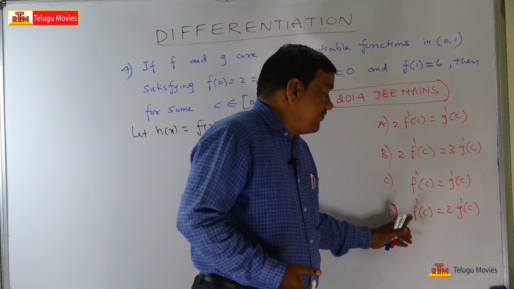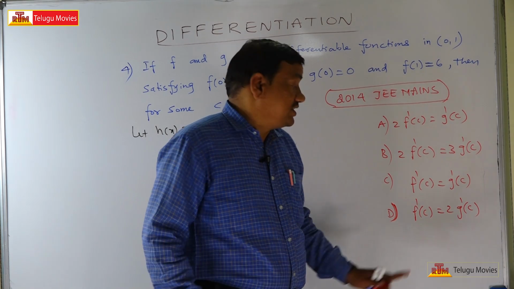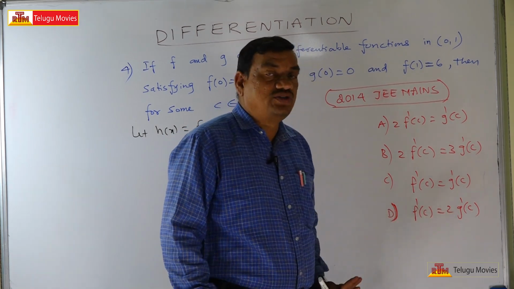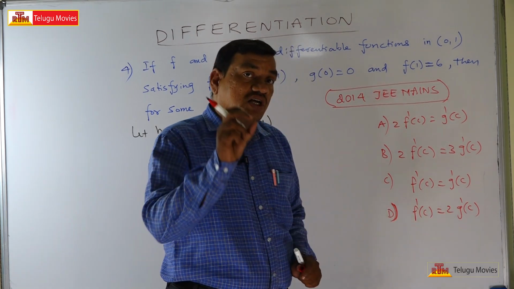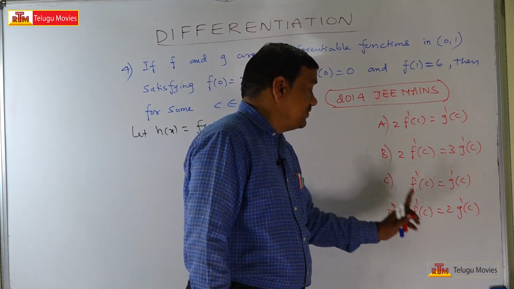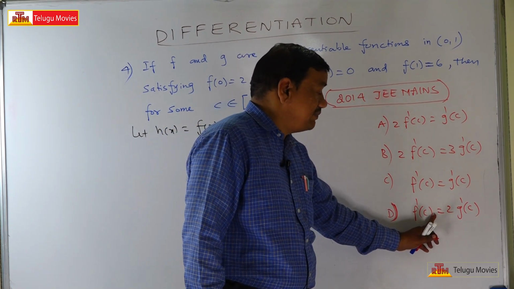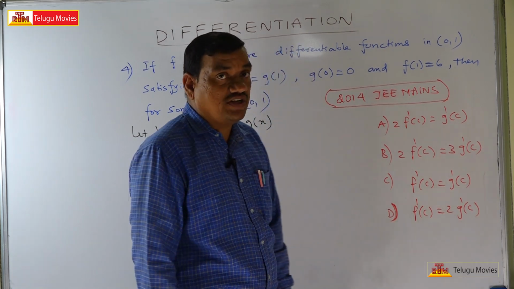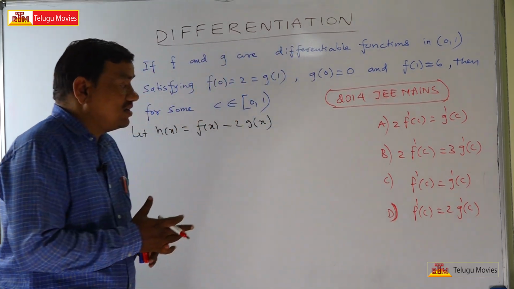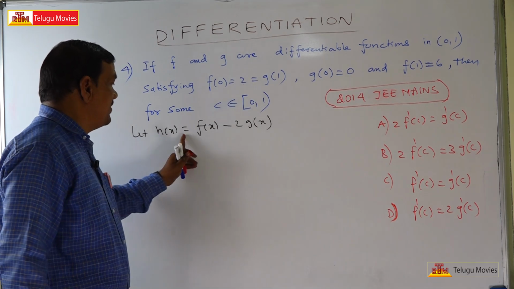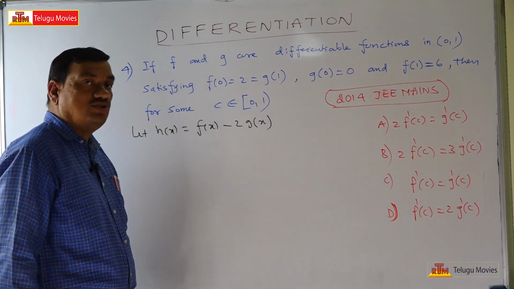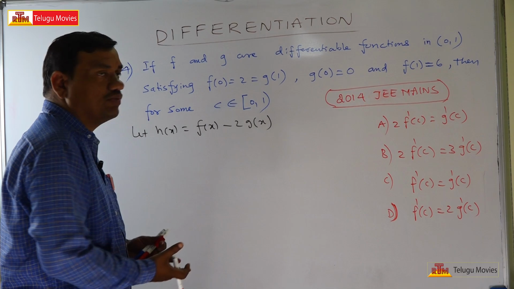Take this side, f of x minus 2 times g of x is there, no? f of x minus 2 times g. That means I am concentrating on option 4, option D, that is f dash of x, that means f of x minus 2 times g of x. So let us take that function, h of x is equal to f of x minus 2 times g of x. Okay, let us proceed like that.